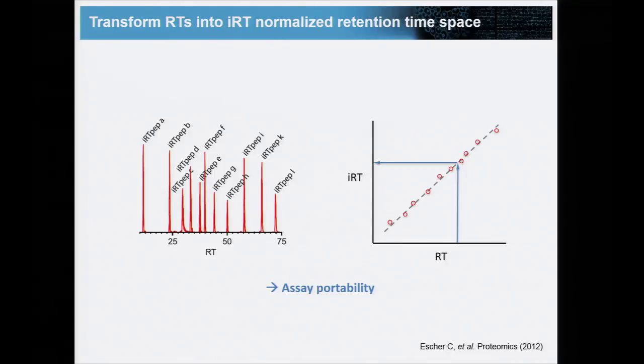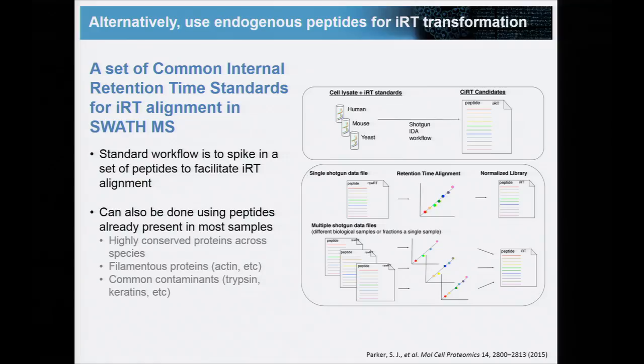Okay, so I think this has been covered pretty well. We spike in these IRT peptides, and then for our target we make a linear regression, and our target peptides can then be projected from the retention time space in which they are collected onto this normalized retention time space. And this really goes to assay portability, right? Moving it from one lab to the other, or from one experiment to the other, and so on. This basically works, but I think it's been explained to you already, so we can keep going.